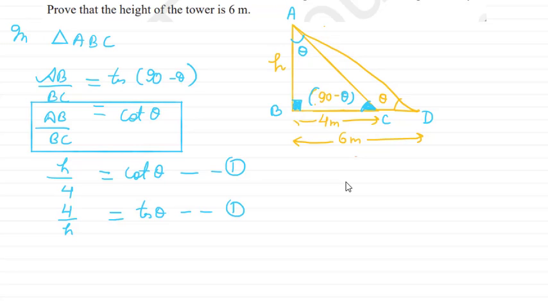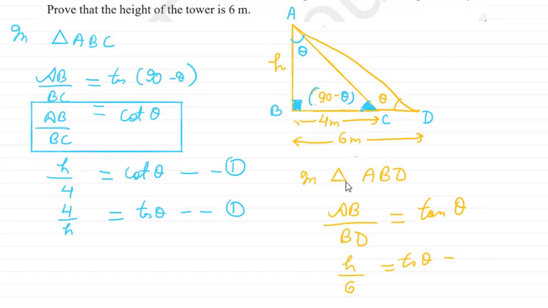Now we will take another triangle. So we have another triangle, triangle ABD. So in triangle ABD, you know that AB by BD is equal to tan theta. So the value of AB is H and the value of BD is 6, equals tan theta. So this is our equation number 2. So now from equation number 1 and 2, you can see both the values are equal. Right side we have tan theta, here also we have tan theta.